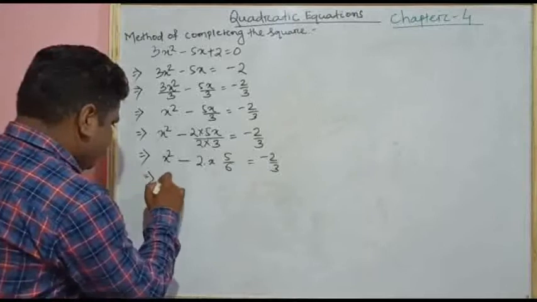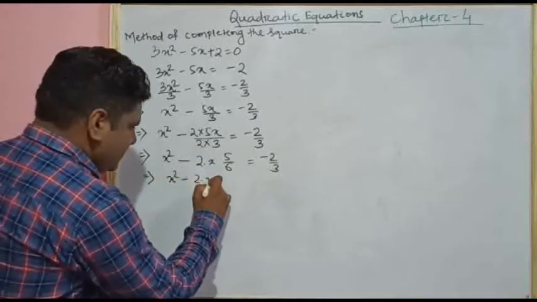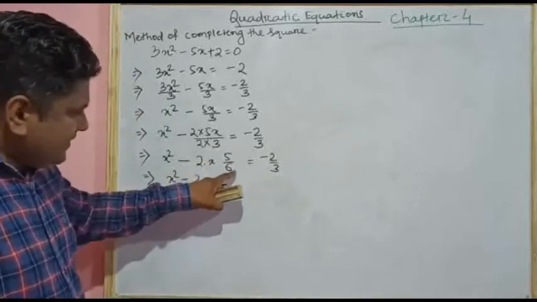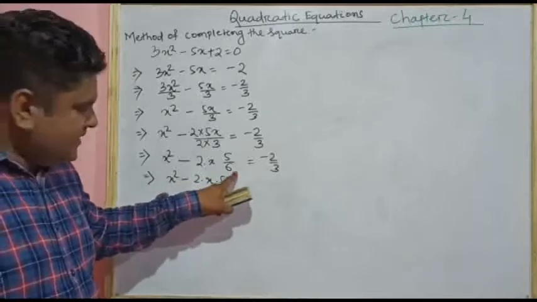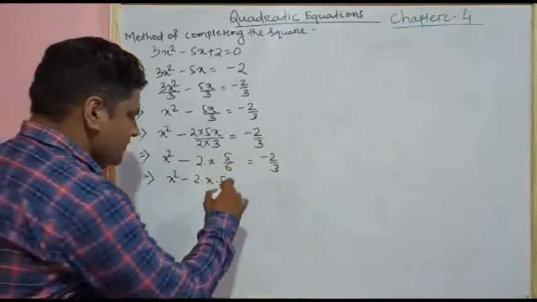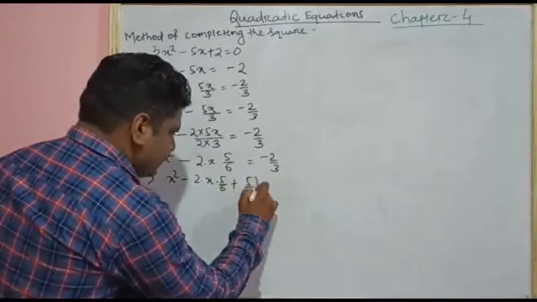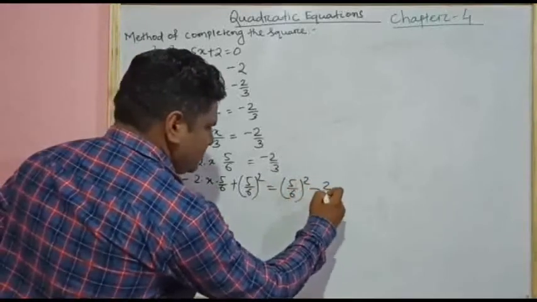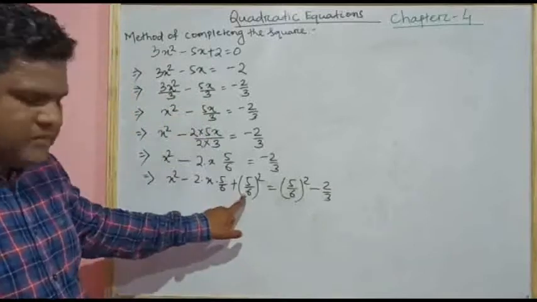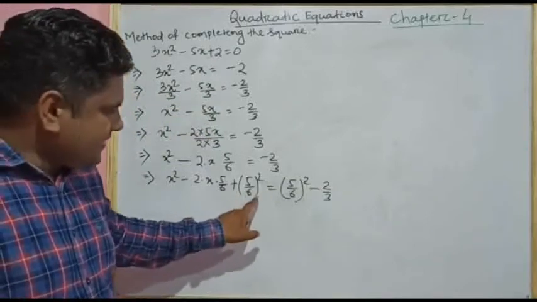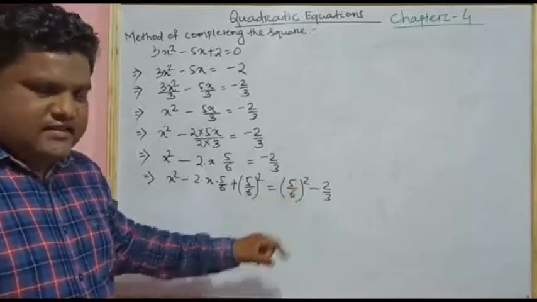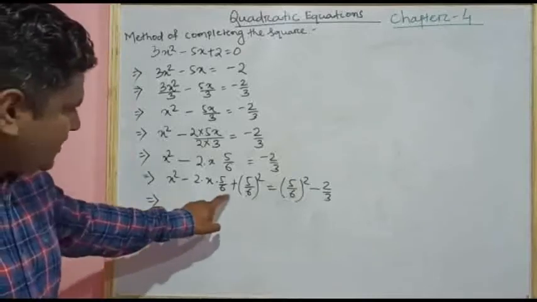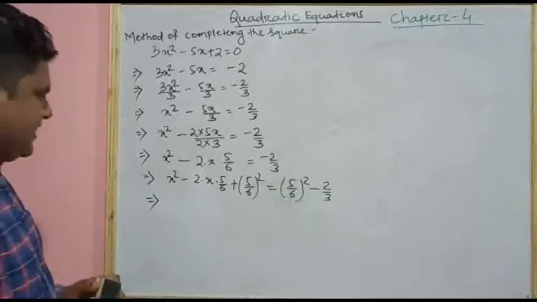Next step, x square minus 2 into x into 5 by 6. 2 and x, and the remaining part is 5 by 6. Let's add the square of this much. So it will be plus 5 by 6 square, and 5 by 6 square minus 2 by 3. If something is added in the LHS, that similar thing must be added on the RHS. So now it is in the form of a square minus 2ab plus b square, so it will be a minus b whole square.